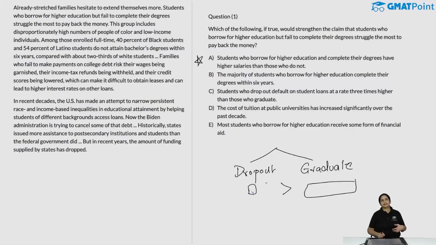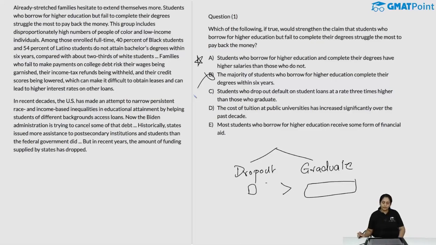If anything, it shows that the problem of dropouts not being able to pay for their education isn't very widespread because most of the people graduate anyway. So this doesn't actually speak to the difficulty the dropouts face. This just basically says that the number of dropouts is very, very little. So again, B does not do anything to strengthen the claim. If anything, it actually weakens the claim slightly by saying that there aren't that many people who drop out anyway. So B also can be eliminated.